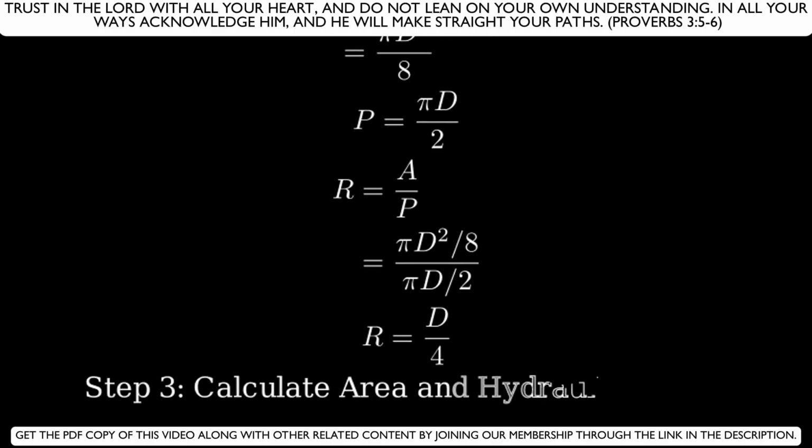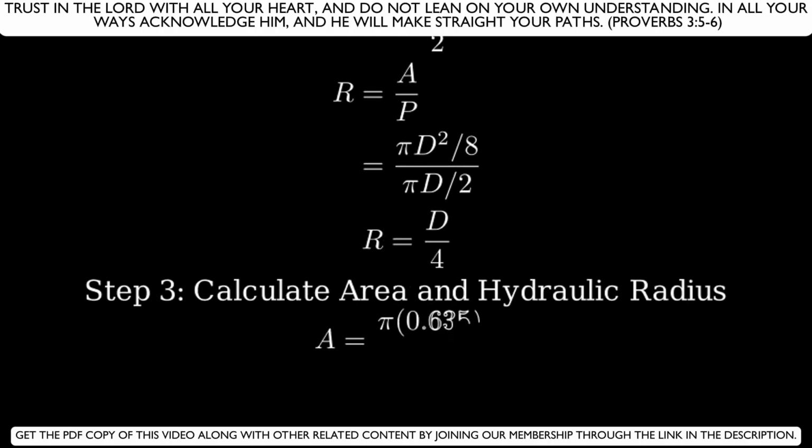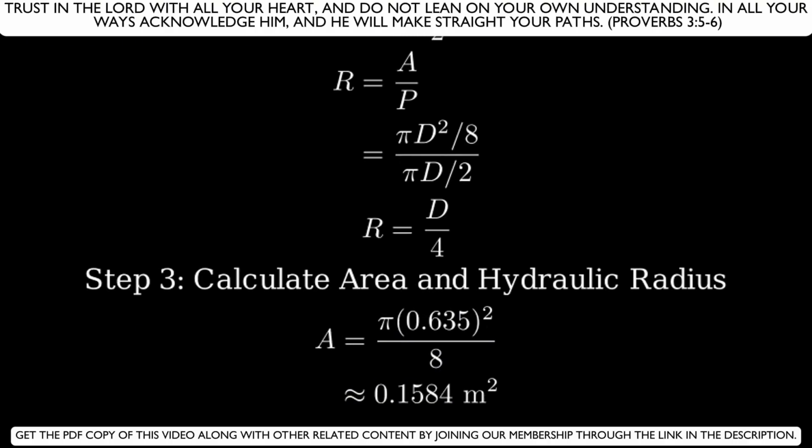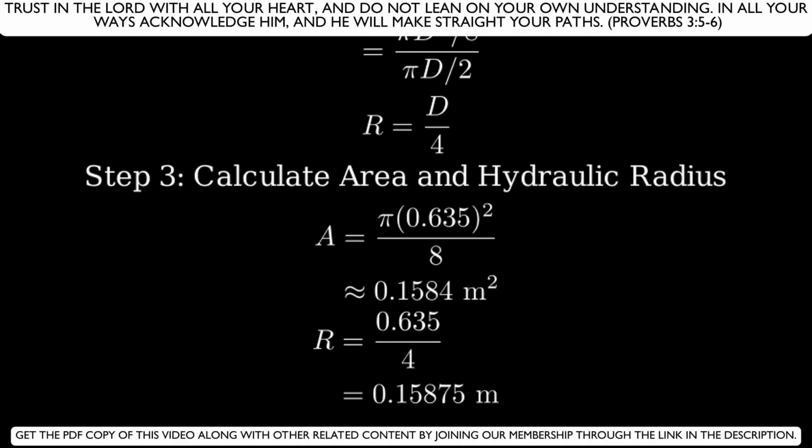Now, let's compute the numerical values of the wetted area and the hydraulic radius. Substituting d equals 0.635 meters into our area formula, we get A equals pi times 0.635 squared divided by 8, which gives us approximately 0.1584 square meters. Similarly, for the hydraulic radius, R equals 0.635 divided by 4, which equals 0.15875 meters.